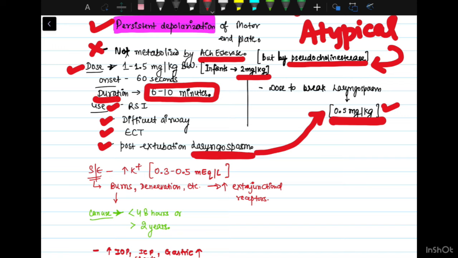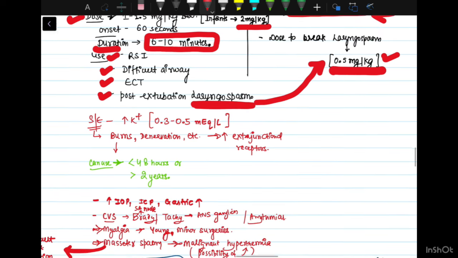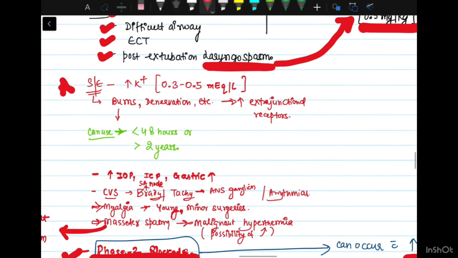Remember, it is never given in infusion form. Hardly is there some clinical situation where you give it in infusion, but it is not supported by most people. The most important side effect is elevated potassium. In whatever situation you are thinking of giving succinylcholine, you have to see whether potassium is on the higher side. A single dose of succinylcholine can increase the potassium by 0.3 to 0.5 milliequivalent per liter, which may be insignificant in patients.